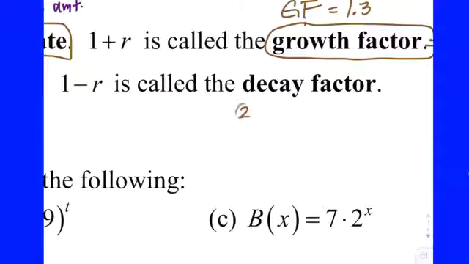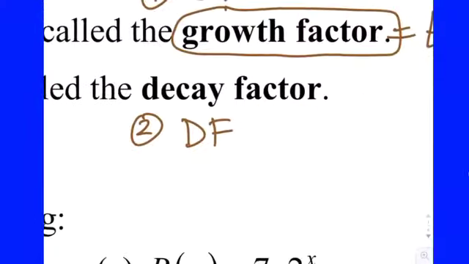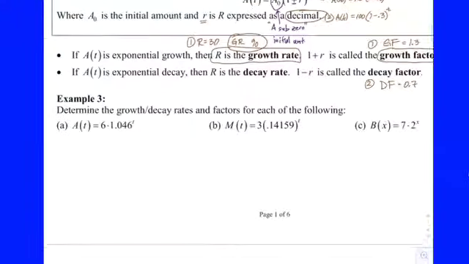So in example 2, this was example 1, in example 2, what was the decay factor? Was it 0.3? It was 1 minus 0.3, which was 0.7. Good. Because every time you put another value of t, you're getting times 0.7, times 0.7, times 0.7. You're retaining 70%, 70%, 70%. Okay? Cool. So let's try it out now.